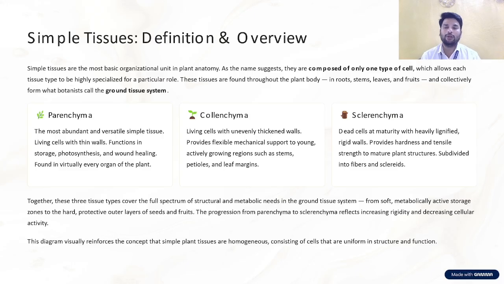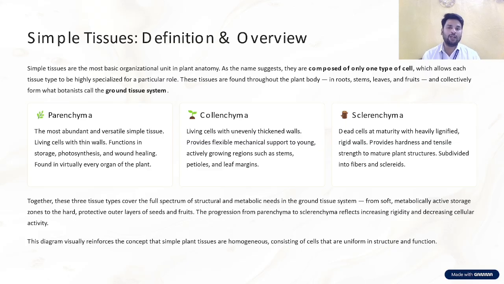Okay, so what is simple tissue? Simple tissues are the most basic organizational unit in plant anatomy. As the name suggests, they are composed of only one type of cell, which allows each tissue type to be highly specialized for a particular role. These tissues are found throughout the plant body, in the root, stem, leaf, and fruit, and collectively form what botanists call the ground tissue system.